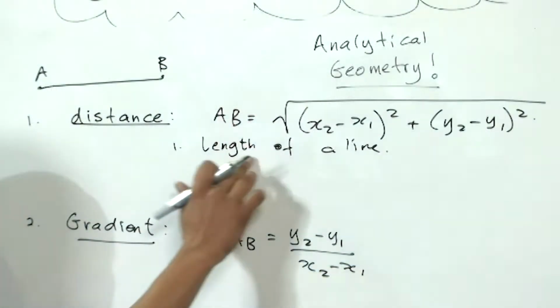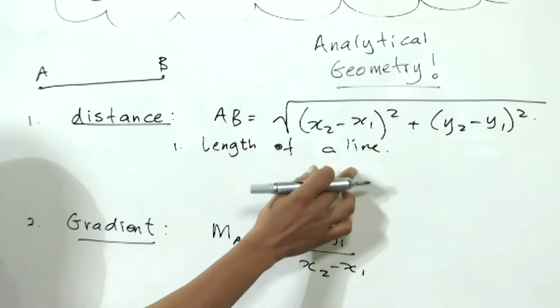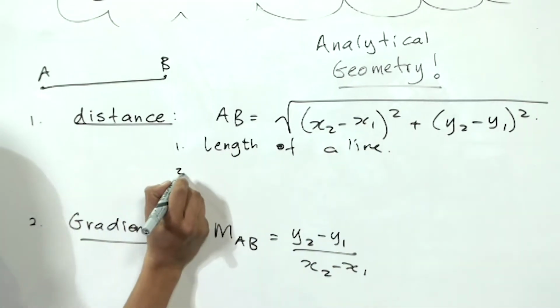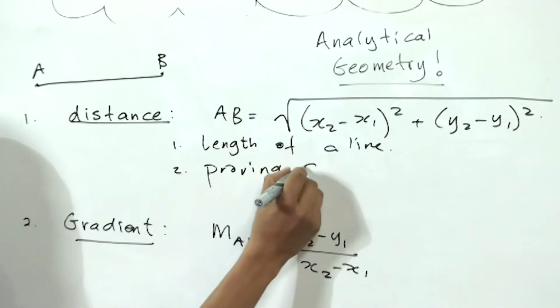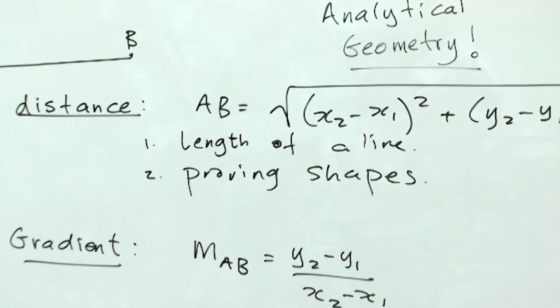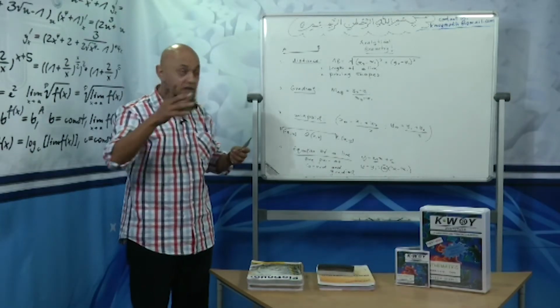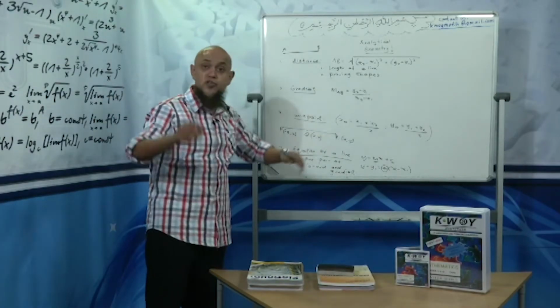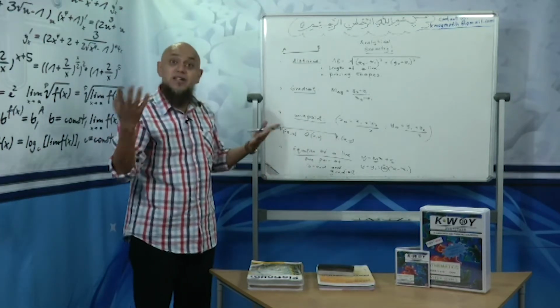The distance formula, we use it to calculate the length of a line or the distance of a line. Number two, we also use it for proving shapes. Now, how do you use the distance formula to prove a shape? You can prove a square. How do you prove a square? Obviously we know that in a square all four sides are equal. So we will use the distance formula for calculating the length of the line. If all four sides are equal, it must be a square.